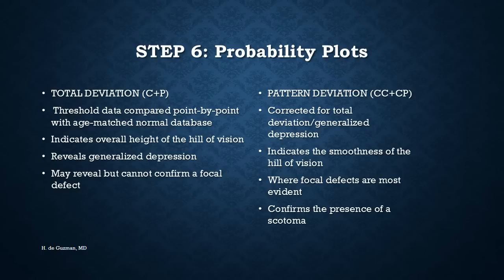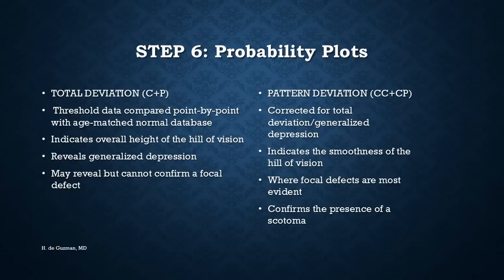So total deviation, or comparisons and probability, are threshold data compared point by point with the age-matched database. So it indicates the overall height of the hill of vision, and if there is generalized depression, that's where it'll show up. And it may indicate a focal defect, but you can't confirm it just based on the total deviation.